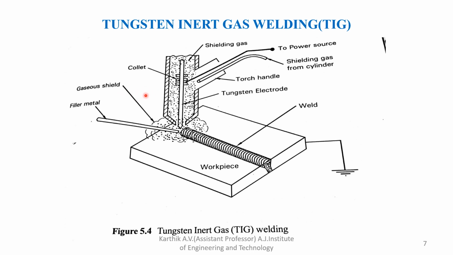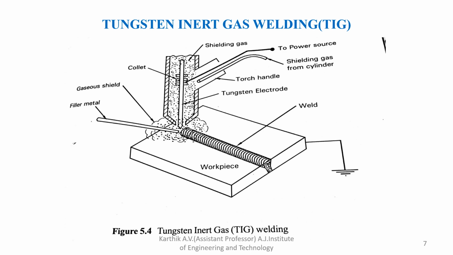After completing the welding process, we have to remove the flux agent, otherwise it gives corrosion problems. Then you get the clean welded part. This is the working principle of tungsten inert gas welding. I hope all of you understood. It is very simple. Here a non-consumable electrode is used, that is, a tungsten electrode.